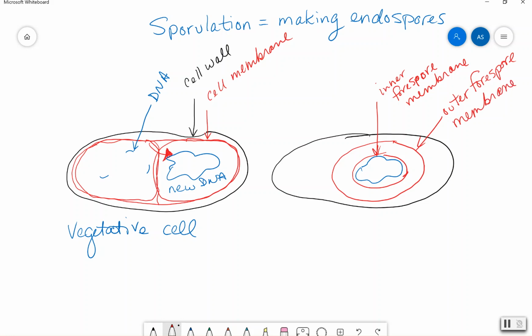Now these endospores will persist in the environment for decades, sometimes hundreds of years. Some scientists think they might survive millions of years or more and still be viable. In order to be able to do that, they have to be very tough. So directly to the outside of this inner forespore membrane now, the cell is going to deposit a layer of peptidoglycan. So we've already learned that peptidoglycan is pretty tough, and it can withstand a lot of osmotic pressure. It's a very strong substance. So we get this layer of peptidoglycan deposited here outside that membrane.